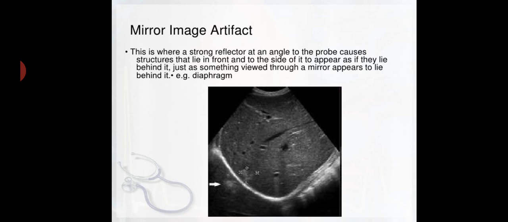This is where a strong reflector at an angle to the probe causes structures that lie in front and to the side of it to appear as if they lie behind it, just as something viewed through a mirror appears to lie behind it. For example, the diaphragm.